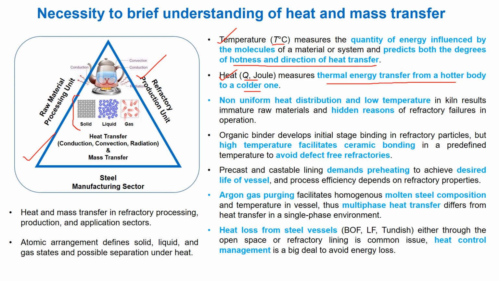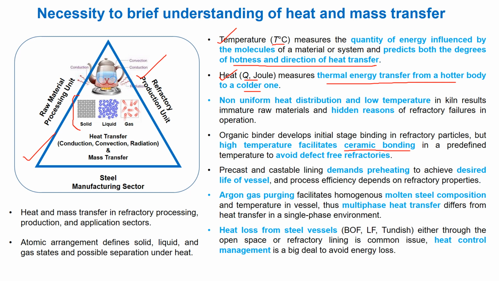Non-uniform heat distribution and low temperature in kiln result in immature raw materials and hidden regions of refractory failures in operation. For example, porosity and phase transformation of bauxite and spinel are important concerns. Organic binder develops initial stage binding in refractory particles, but high temperature facilitates ceramic bonding at a predefined temperature to avoid defects in refractories. So, that means a prerequisite temperature is required to attain definite bonding and phases of refractories.